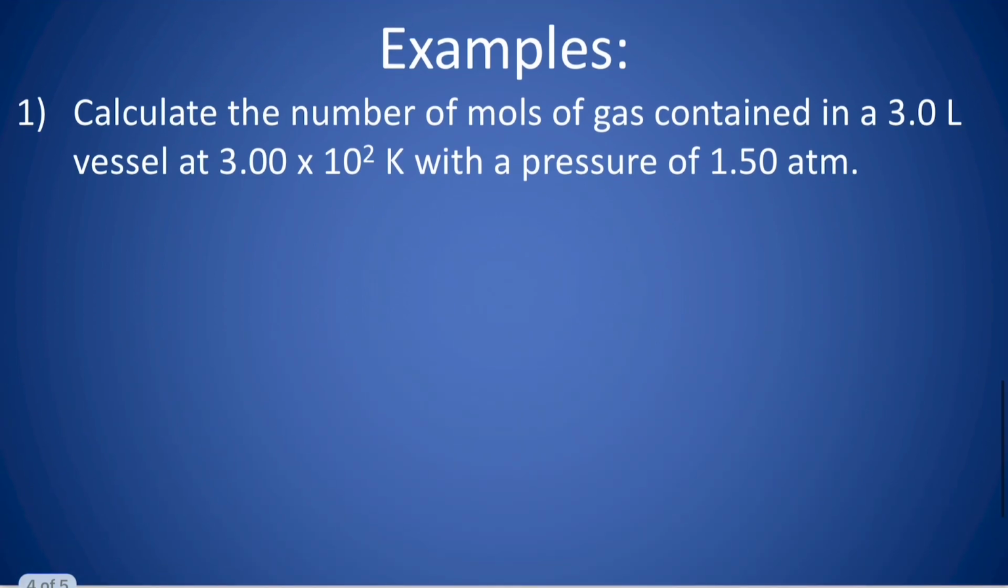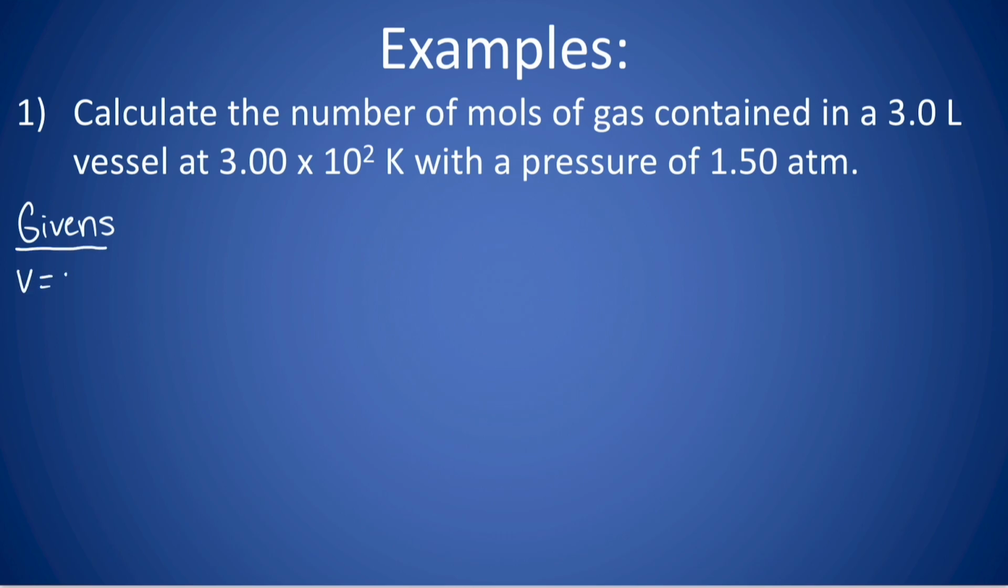So let's look at an example. Our example says calculate the number of moles of gas contained in a 3-liter vessel at 3 times 10 to the second Kelvin with a pressure of 1.5 atmospheres. Well, again, we're going to solve this using the GUESS method. So starting by noting what our givens are.